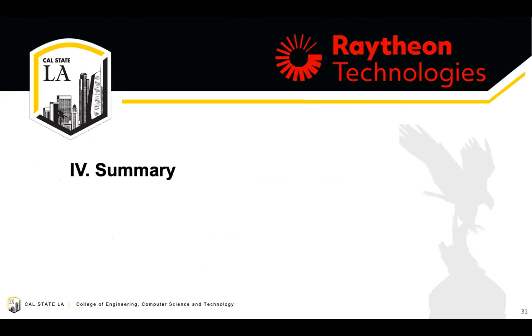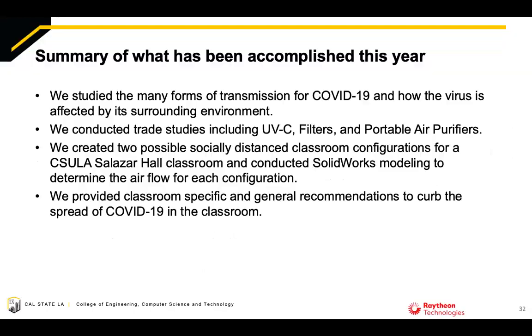Now we're going into our summary for this project. Summary of what has been accomplished this year. The team studied the many forms of transmission for COVID-19 and how the virus is affected by its surrounding environment. We conducted trade studies, including those of UVC lights, filters, and portable air purifiers. We also created 2 possible socially distanced classroom configurations for a Cal State LA Salazar Hall classroom and conducted SOLIDWORKS modeling to determine the airflow for each configuration. We provided classroom-specific general recommendations to curb the spread of COVID-19 in the classroom.